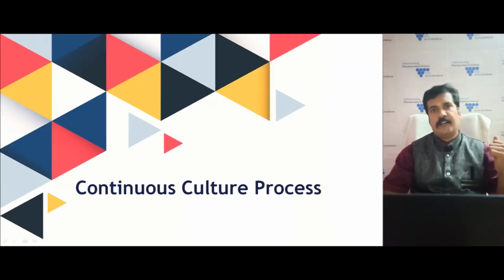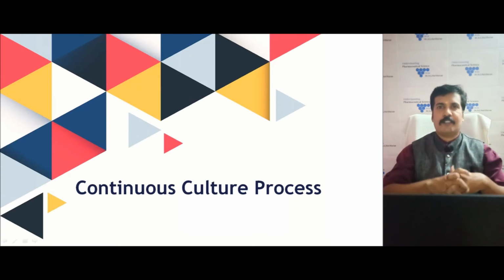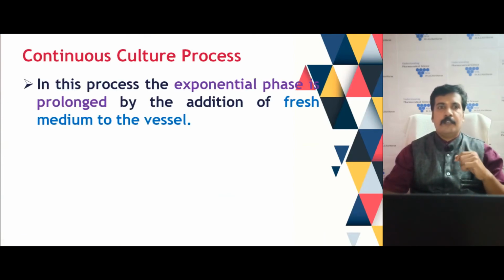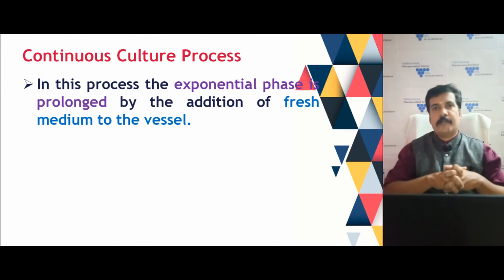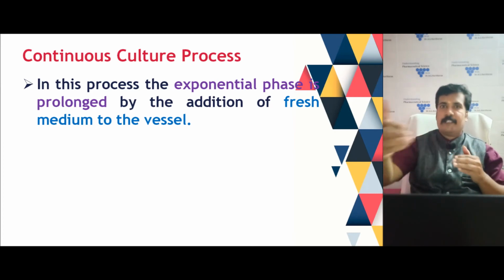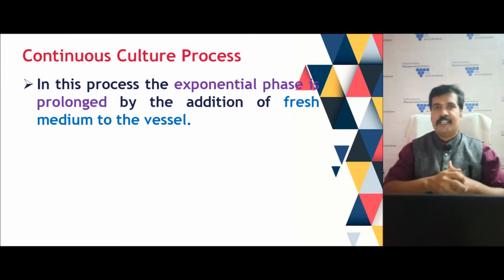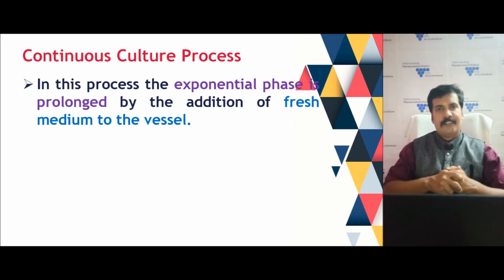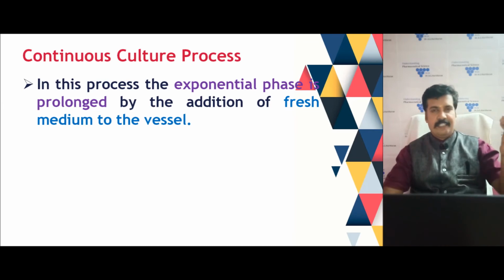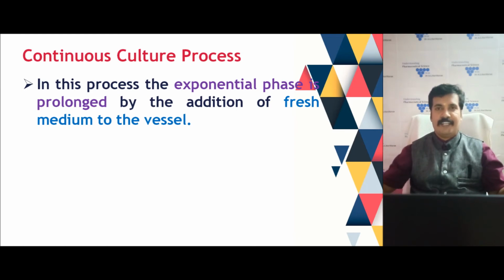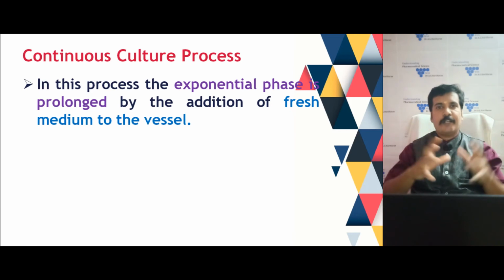So the third fermentation process which has evolved based on this concept is the continuous culture process. The objective of this process is to keep the cell culture in an exponential phase. So we have to prolong the exponential phase so we can get a large quantity of either the primary or the secondary metabolites. We can prolong this exponential phase by adding fresh medium. If I add fresh medium, the volume will increase. To compensate for that, we withdraw the fermented material, so we maintain the volume. This is how the continuous process works.